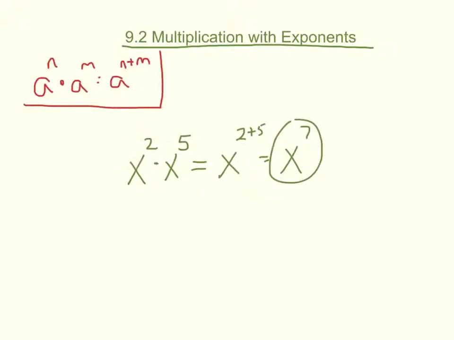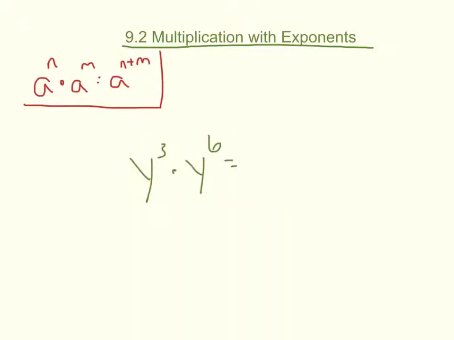Now you try one. Take a look at this. I have y to the 3rd power times y to the 6th power. Identify the bases, add the exponents. This is multiplication. Stop the video, write out what you think it is, then check your answer back in a second.